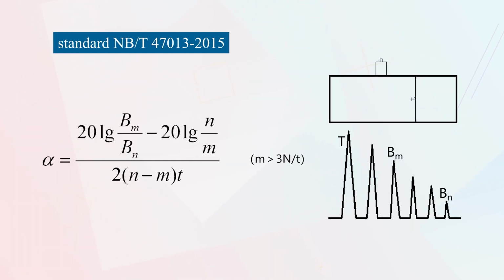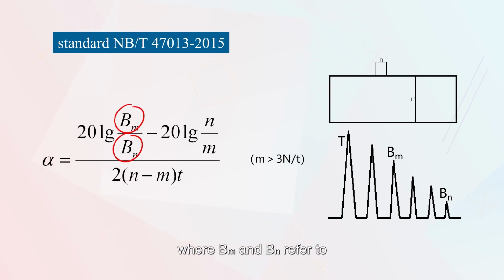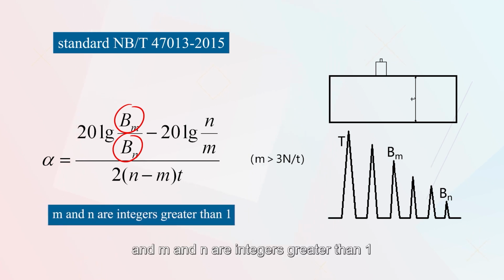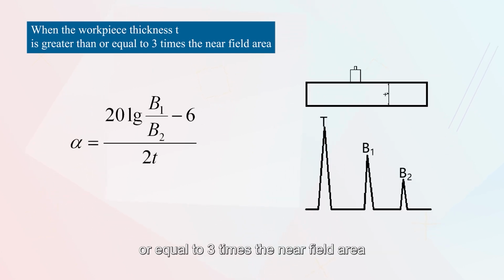For the first case, as shown in the figure, take 2 non-adjacent bottom waves and calculate according to the given formula, where Bm and Bn refer to the mth and nth bottom wave heights respectively, and m and n are integers greater than 1. When the workpiece thickness T is greater than or equal to 3 times the near field area, the following formula is used to calculate.